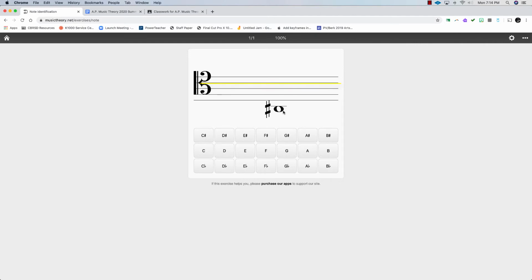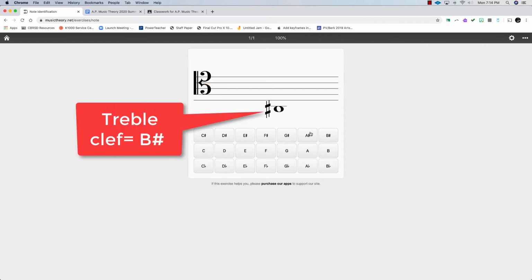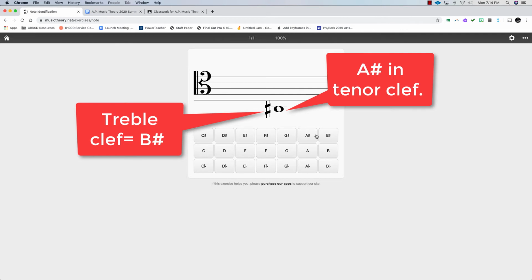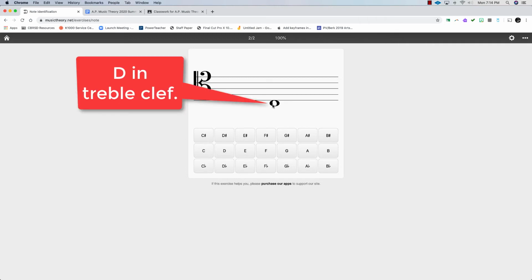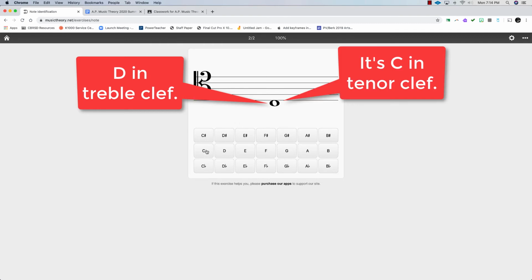So in treble clef, that would be a B sharp. In tenor clef, that's A sharp. We're going to move it down one. This would be D in treble clef. To move it down one to get the tenor clef answer, you answer C.